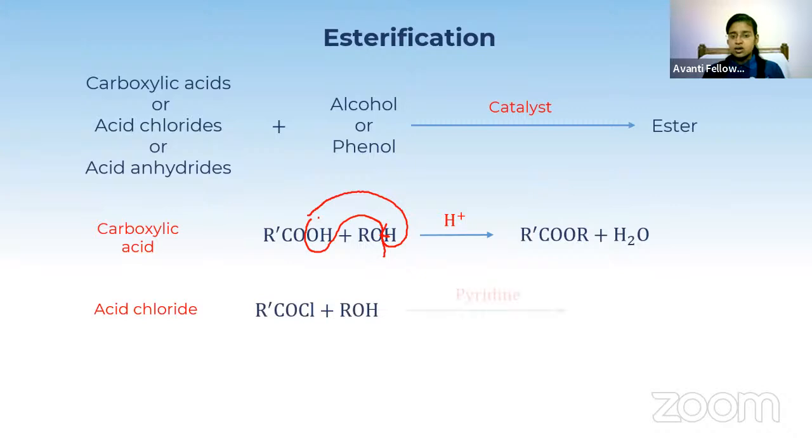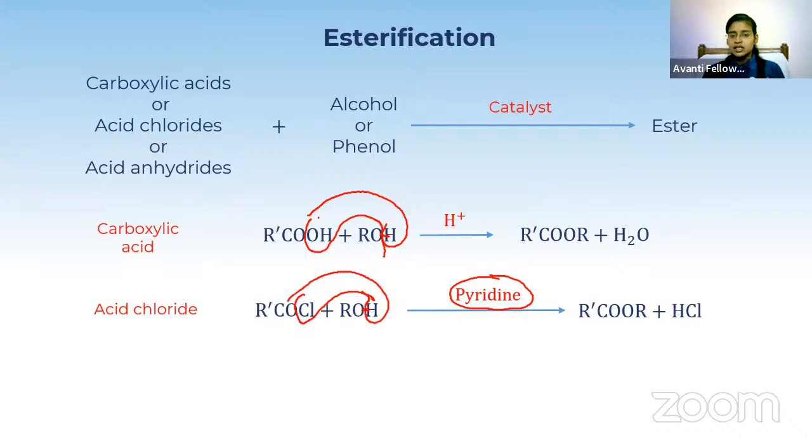Next, if I take acid chloride, means RCOCl. So here with alcohol and a base. Here the catalyst is a base, pyridine is a base. And they form ester and HCl. So the OH bond will break, HCl will come out.